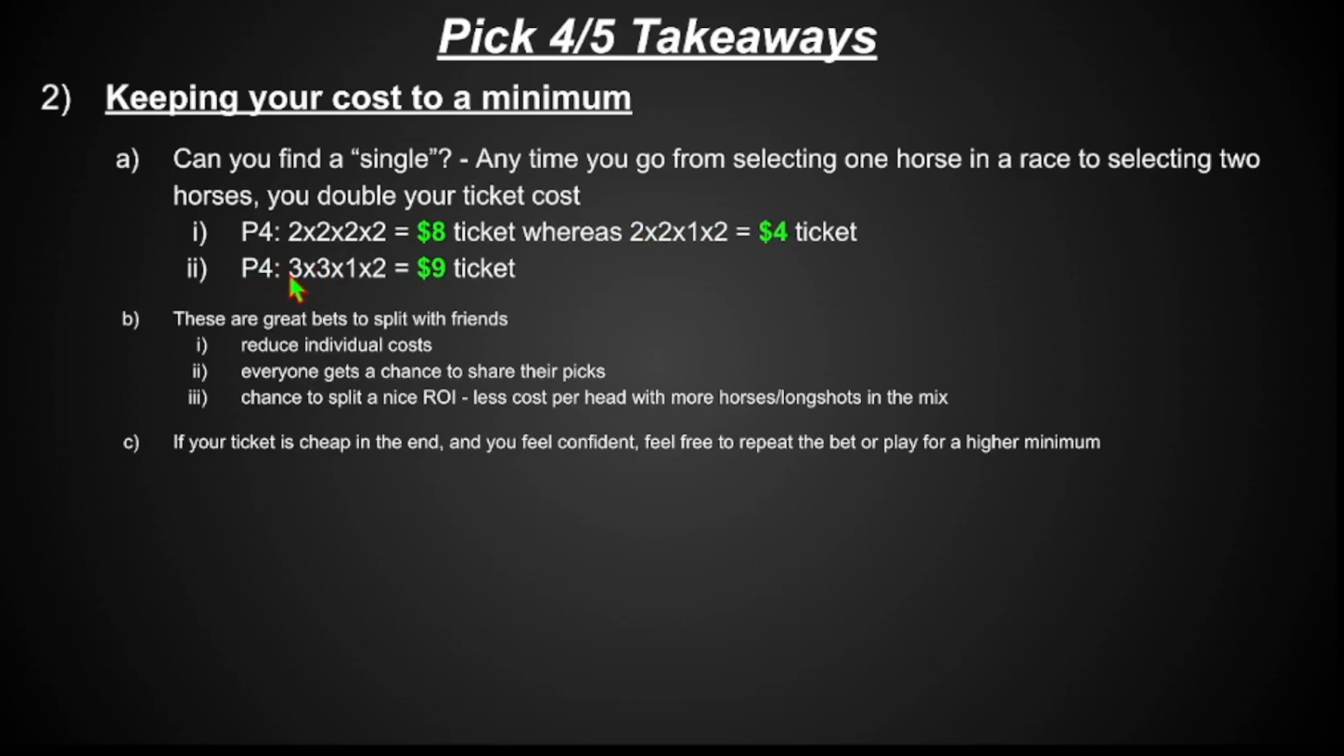Take 3 horses in the first race, 3 in the second, buy your single, and 2 in the last. This is a $9 ticket compared to the one above where you took 2 in each. If you can find a single, you can add 1 horse in 2 more races.